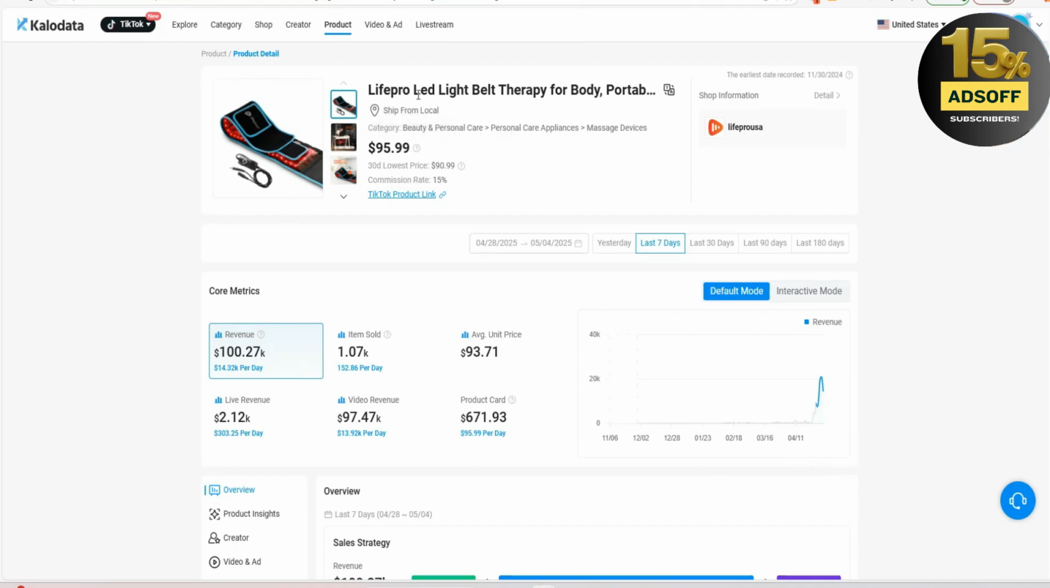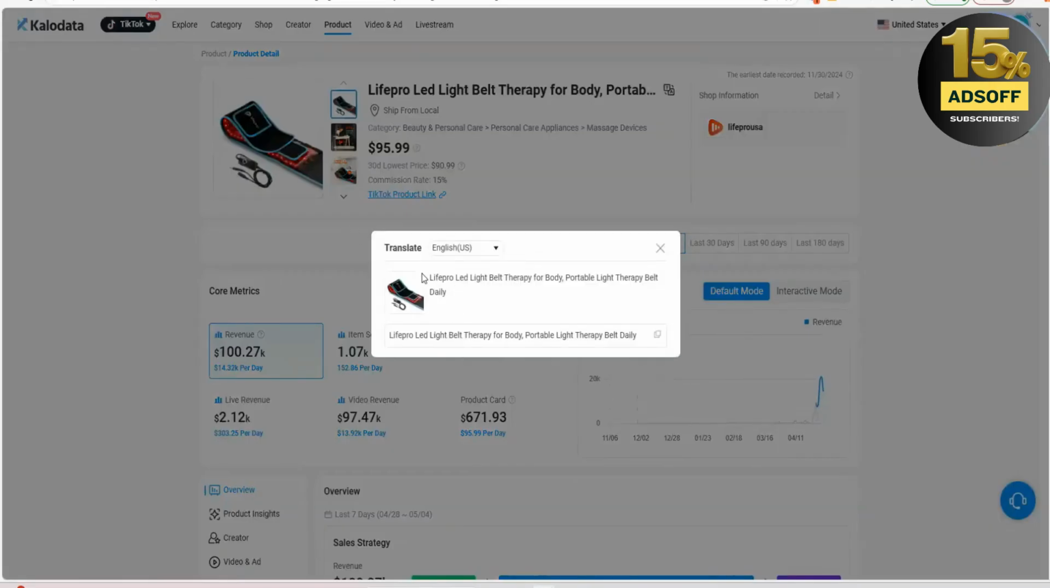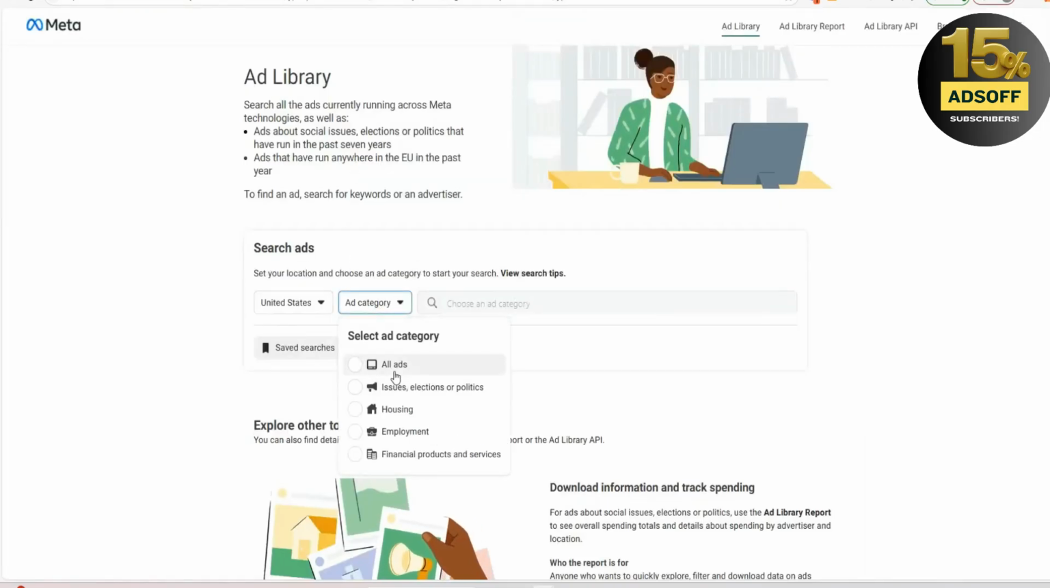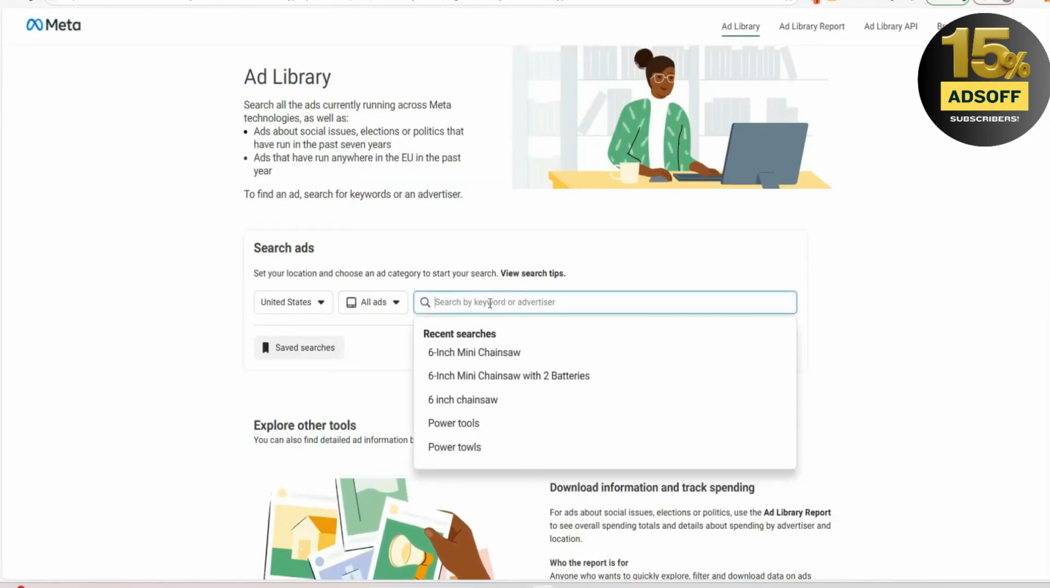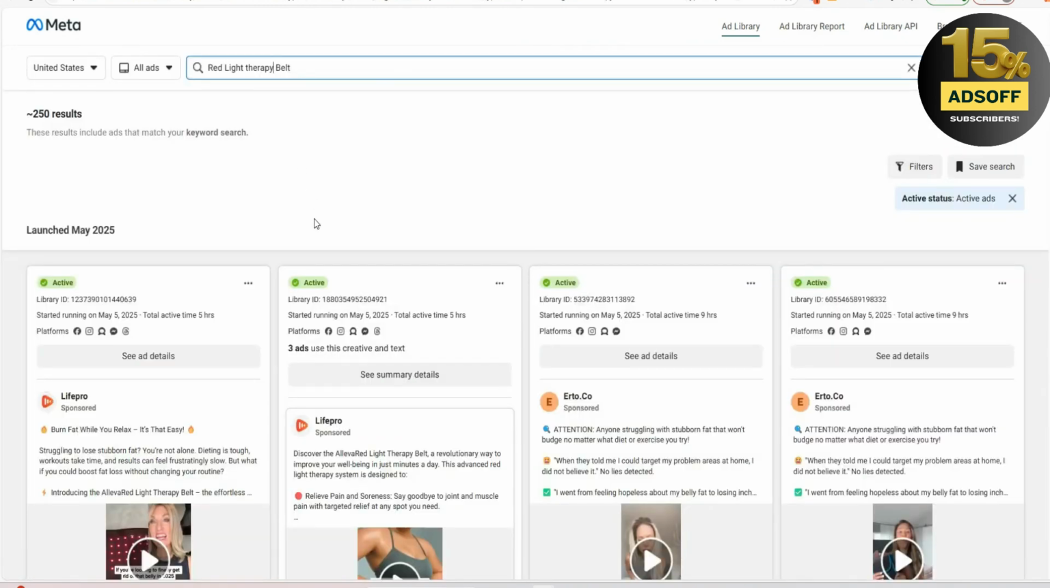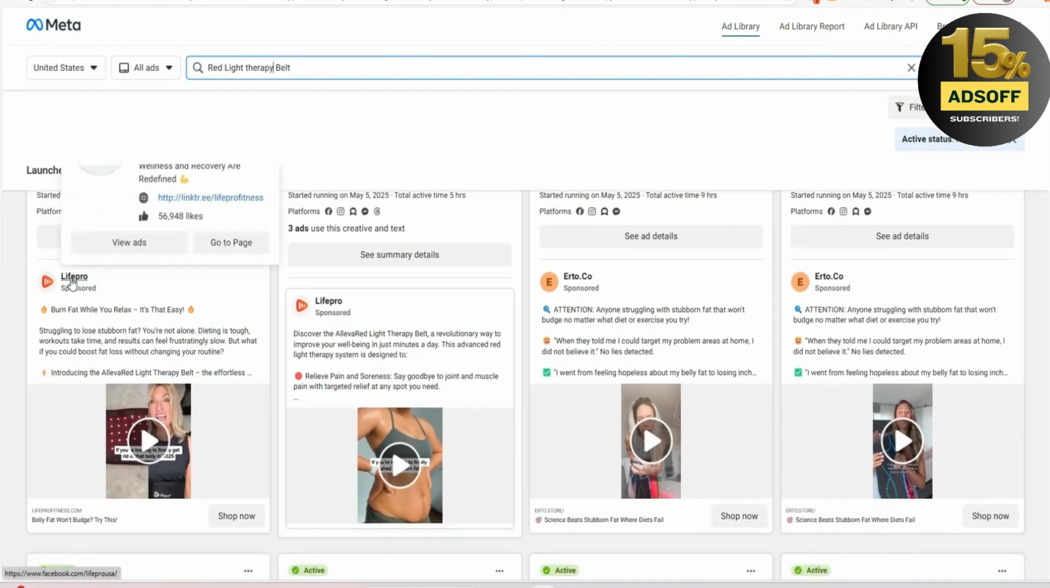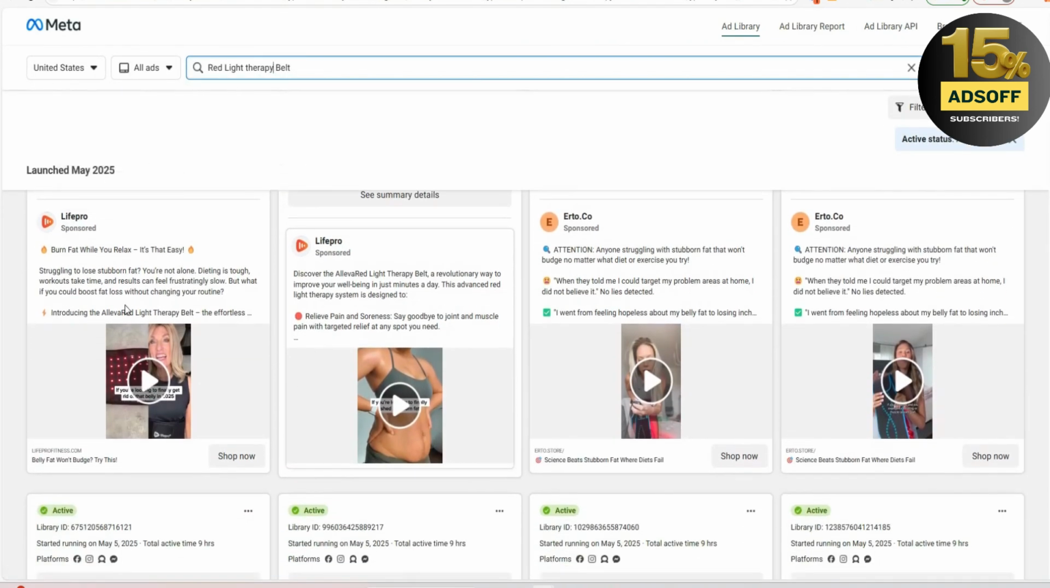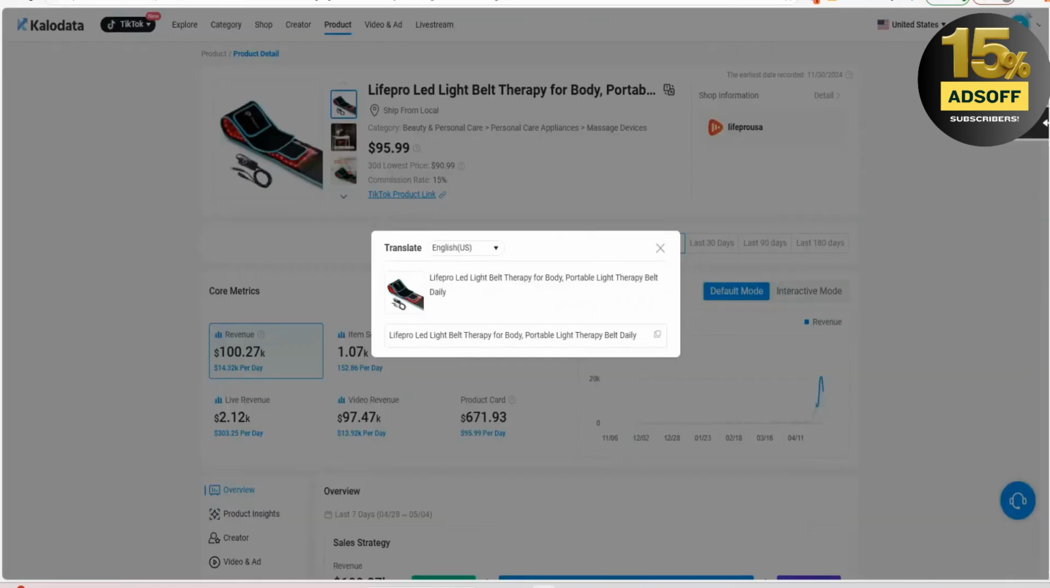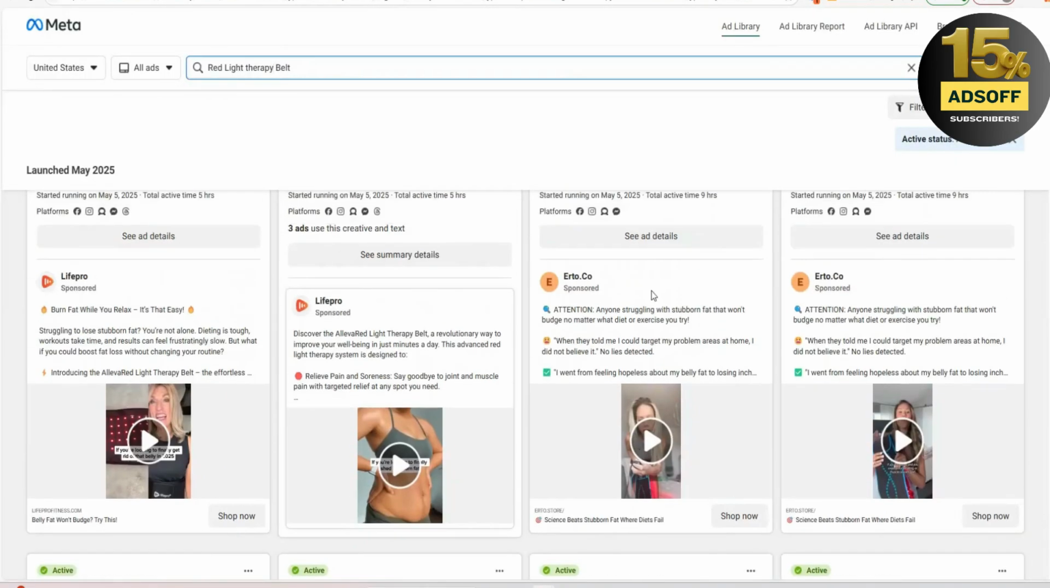So what I always do, we can just go here, life LED. So LED belt for therapy. Let's just do LED belt. Then we'll come over here to ad library and go all ads. Put that in there. All right, I just looked up Red Life therapy belt, and I think this is the brand that actually, let me look again. Yeah, Life Pro. So that's the brand that's actually running this. But now we want to look for the drop shippers who are running this.